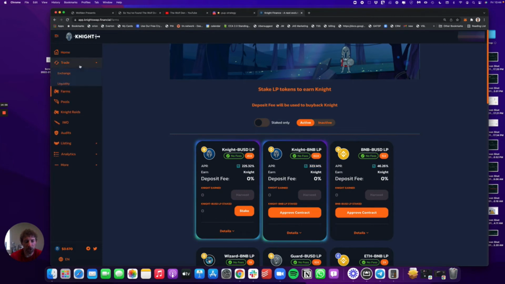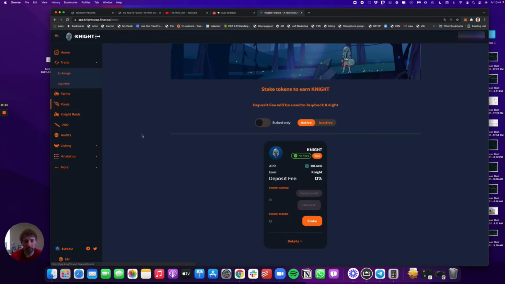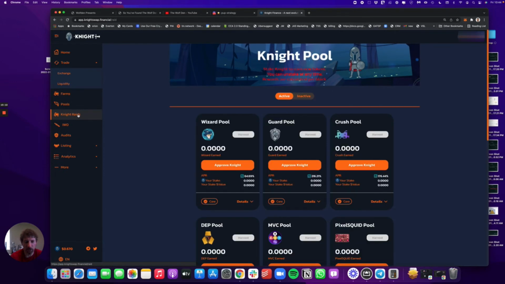So anyway, we've talked about the trade, exchanging and creating pairs in liquidity. The farms are where you put the pairs. Pools are where you put a single token, and the pool for this one is night, and it creates night from here. And then the raids, the night raids, are where you can put night. So if you have a bunch of night, you can put night in here, and it will spit out this percentage in the relevant token. So this one, 64% will give you wizard token. This one, 216%, will give you guard token. Okay, and it goes on.